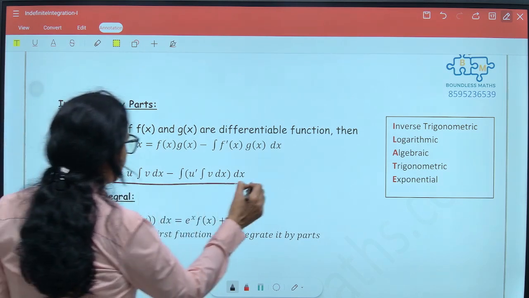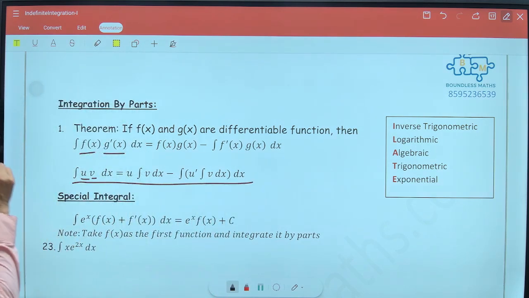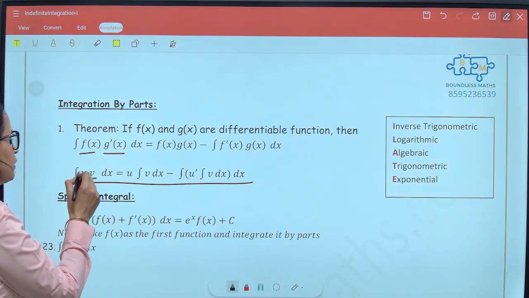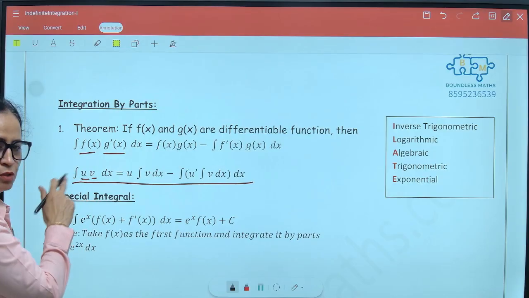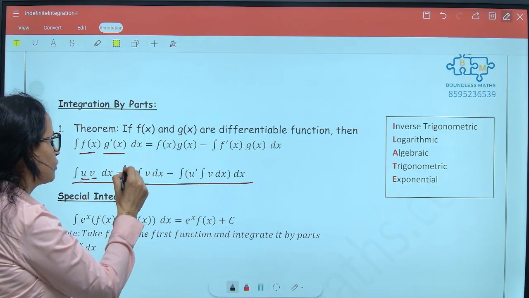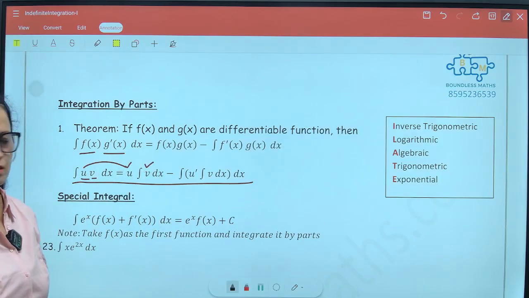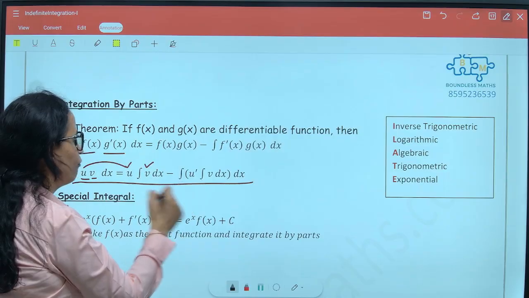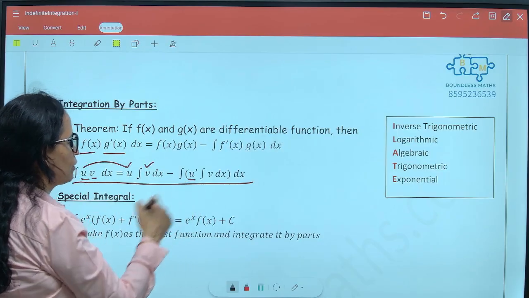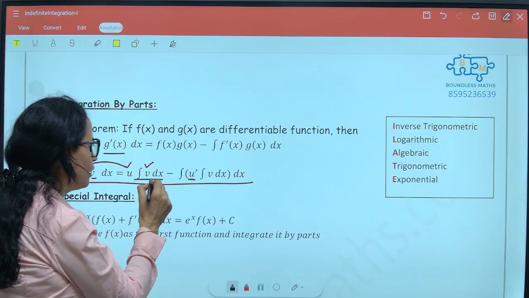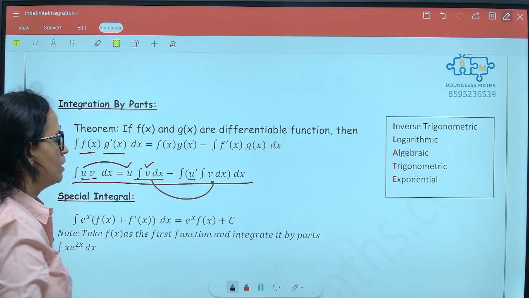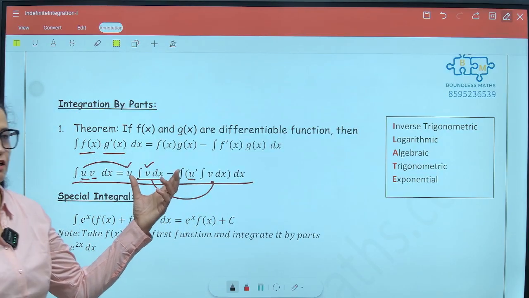Read this equation. Try to understand what is written here and how do we learn that. Speak after me. Speak along with me. Integral of two functions u and v: first function into integral of second function minus integral of derivative of first function into integral of second function. So how do we speak that? Repeat after me.